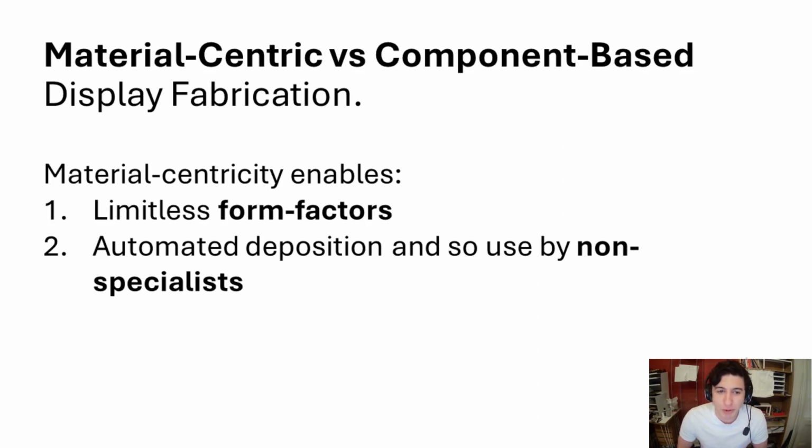We posit that material-centric fabrication promises, firstly, truly free-form output of display types, where form can be equated to function, and secondly, the potential for automated deposition of material and therefore use by non-specialists in line with 3D printing. Material-centric fabrication holds the potential to facilitate the prototyping, production, and development of interactive devices with fully configurable forms.